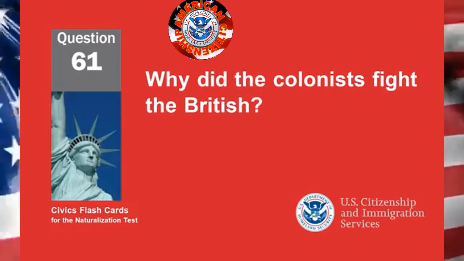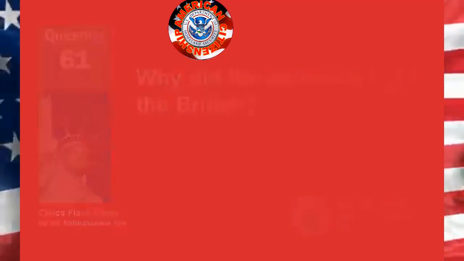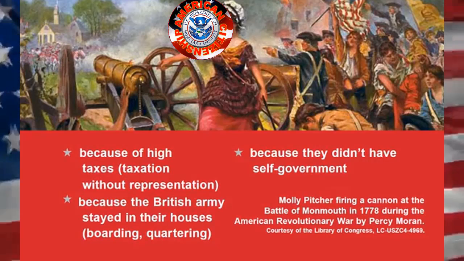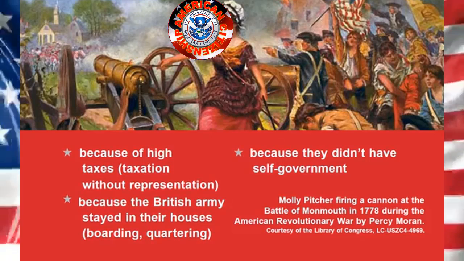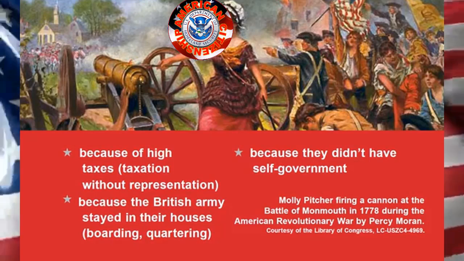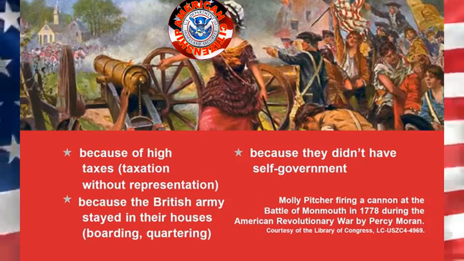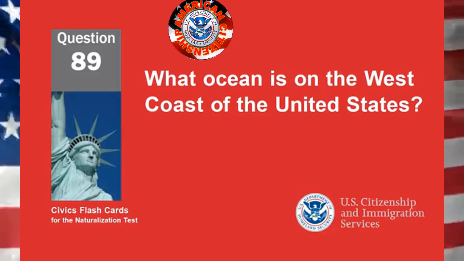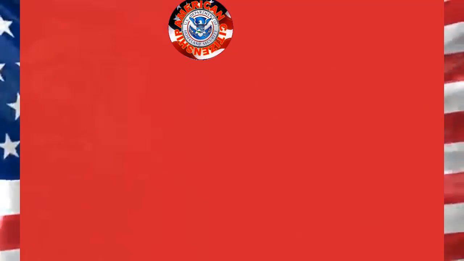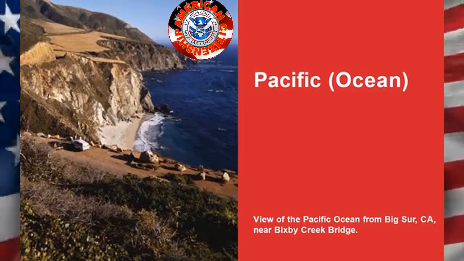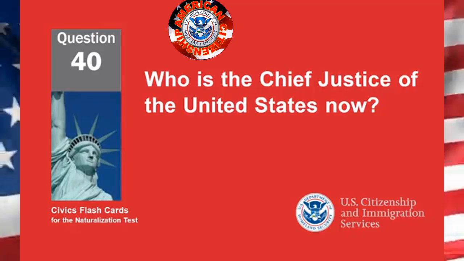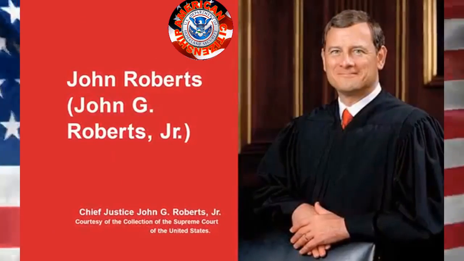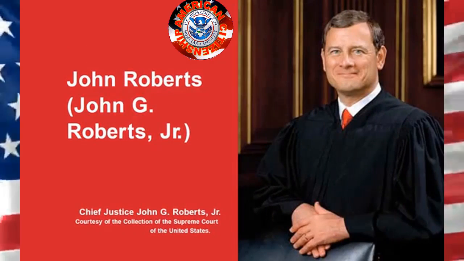Why did the colonists fight the British? Because of high taxes, taxation without representation, because the British Army stayed in their houses, boarding, quartering, because they didn't have self-government. What ocean is on the west coast of the United States? Pacific Ocean. Who is the Chief Justice of the United States now? John Roberts. John G. Roberts, Jr.